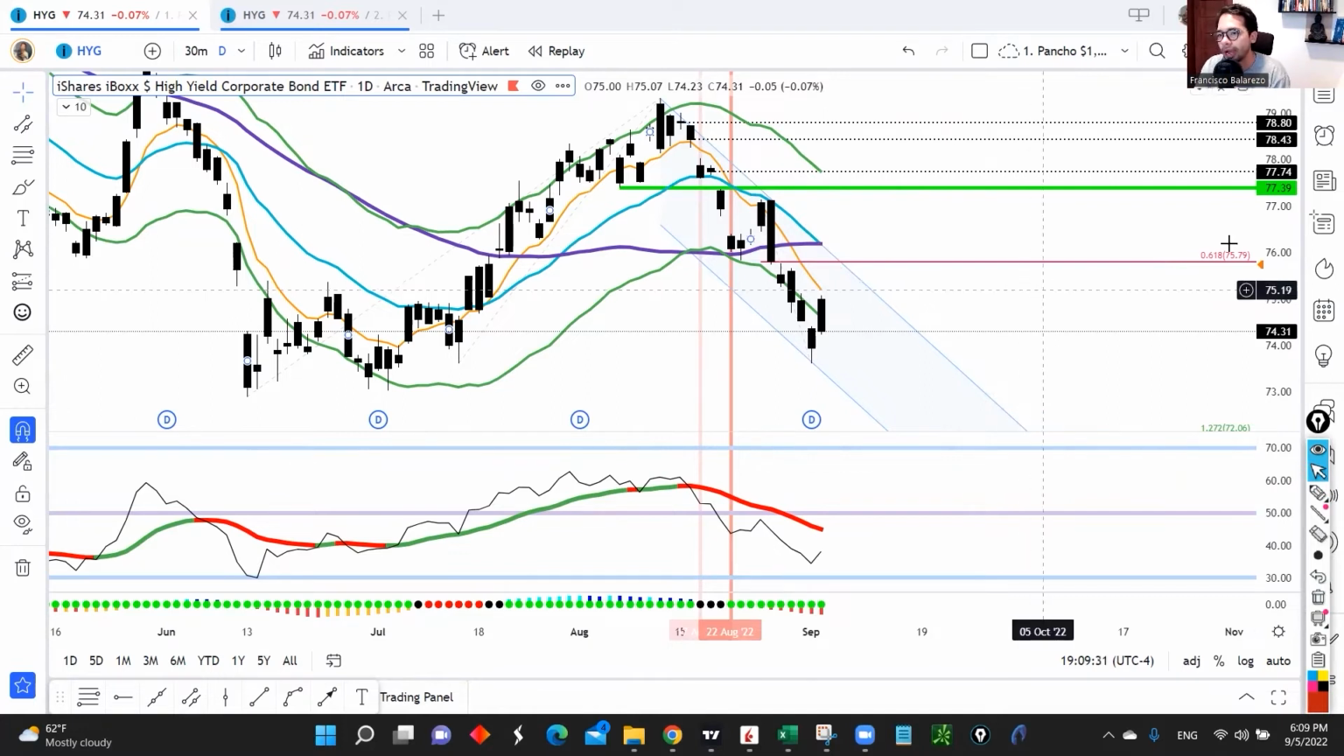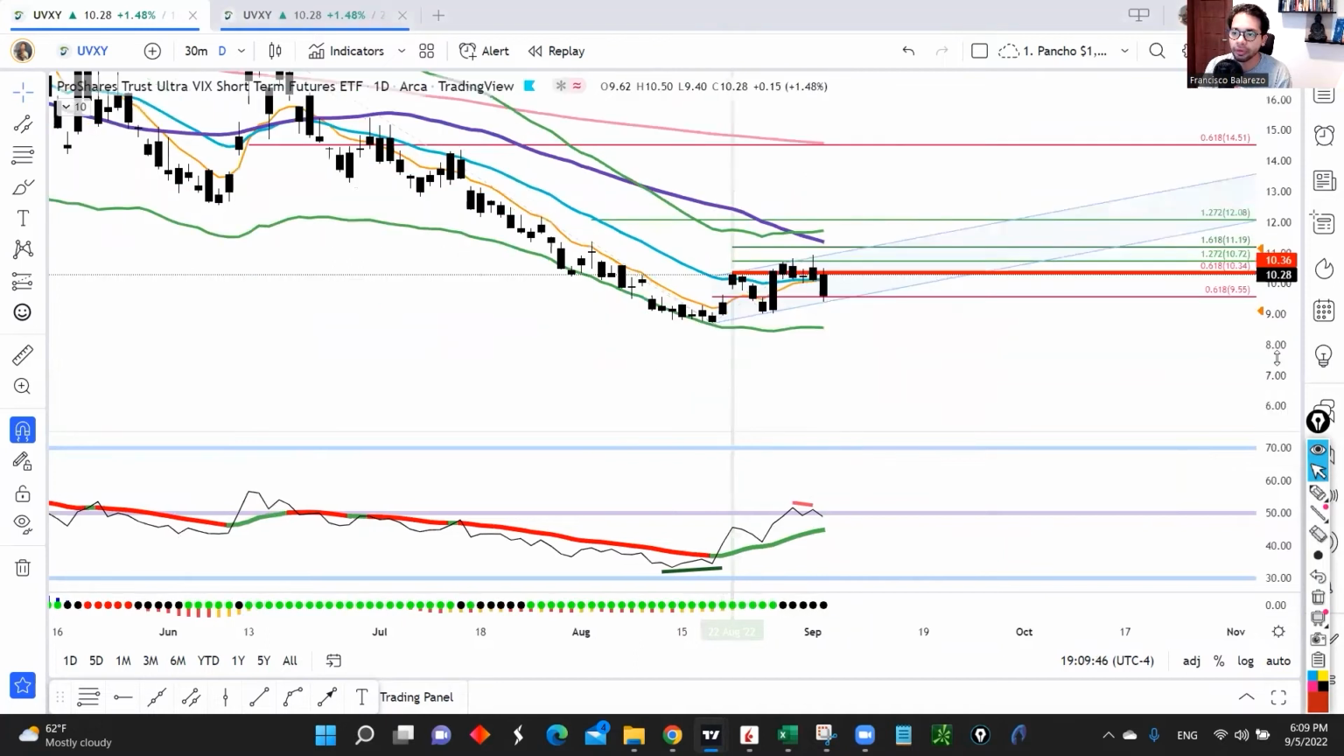So keep this chart on mind, have your alerts ready, because usually when this chart gets to resistance, then the market usually also gets to resistance. So it's a good way to have that two-way analysis in the chart. And then let's take a quick look at the UVXY.